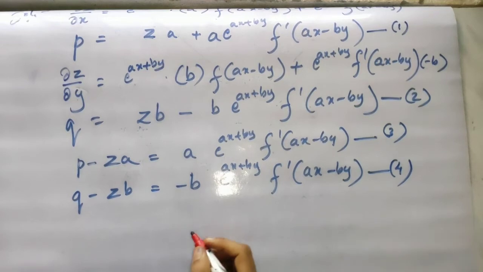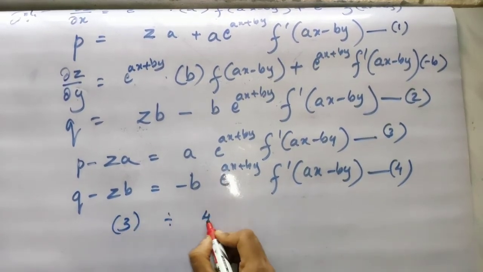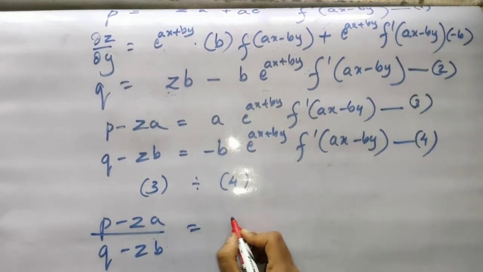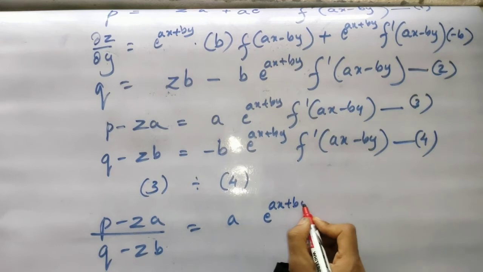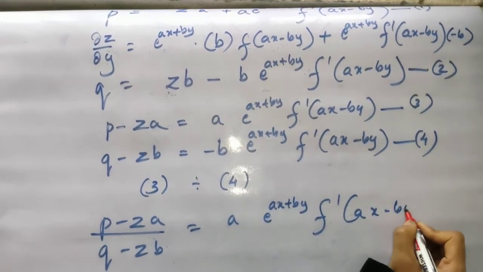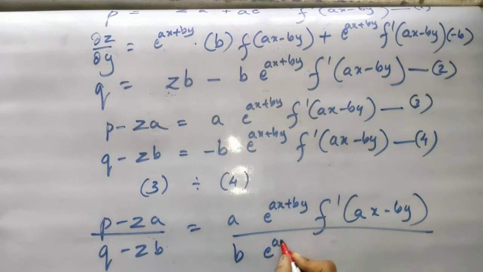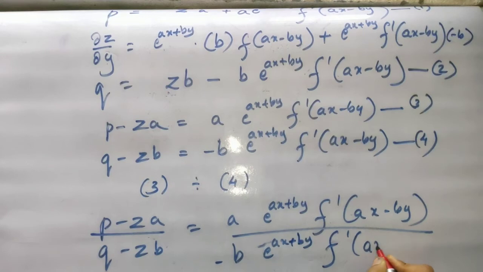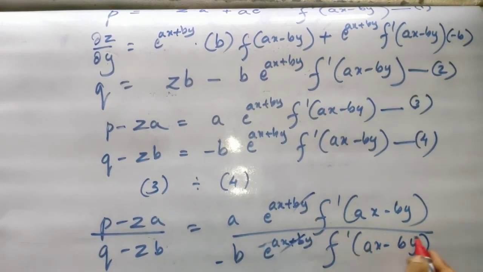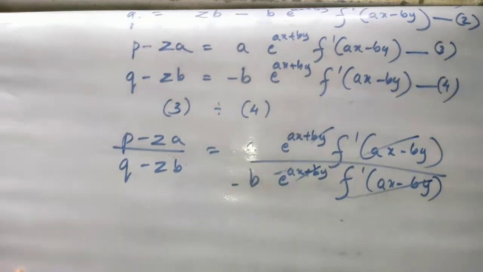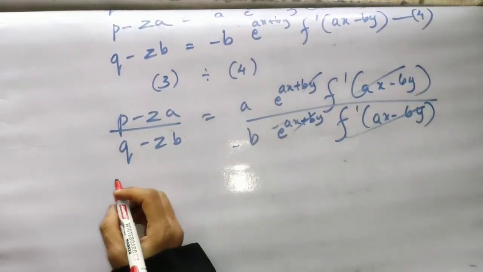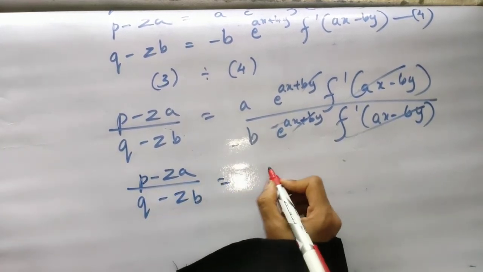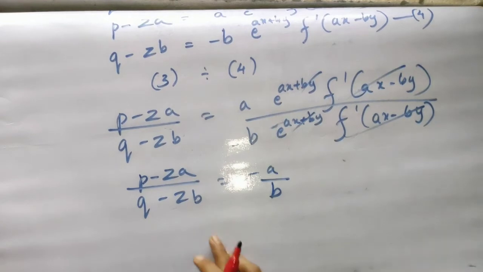So yes, now dividing equation 3 by equation 4. So (p minus z into a) divided by (q minus z into b) is equal to a into e to power ax plus by into f dash of ax minus by divided by minus b into e to power ax plus by, with negative signs, sorry. Okay, please write it properly, f dash of ax minus by. Now this gets cancelled. Okay, so the minus sign goes to the left hand side. So you have (p minus z into a) divided by (q minus z into b) is equal to minus a by b. You can take that minus sign to the numerator as well.